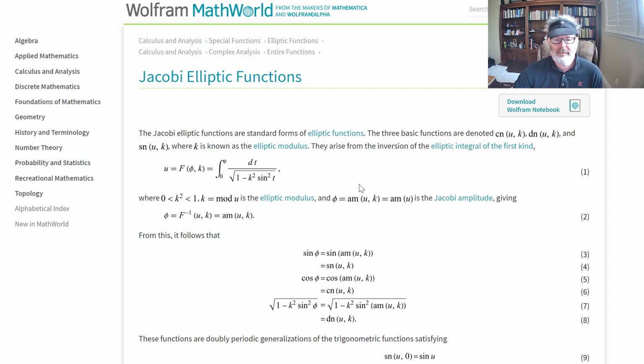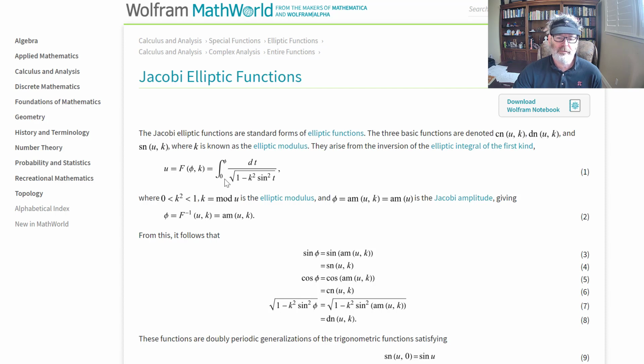But basically, if you just want a quick definition, we have this value u, which is given by an integral, and u will depend on phi and k. It'll be this integral from 0 to phi of 1 over the square root of 1 minus k squared sine squared of t, dt. And of course, this t can be any dummy variable. Sometimes you'll see a theta there, among other variables, but I like t.